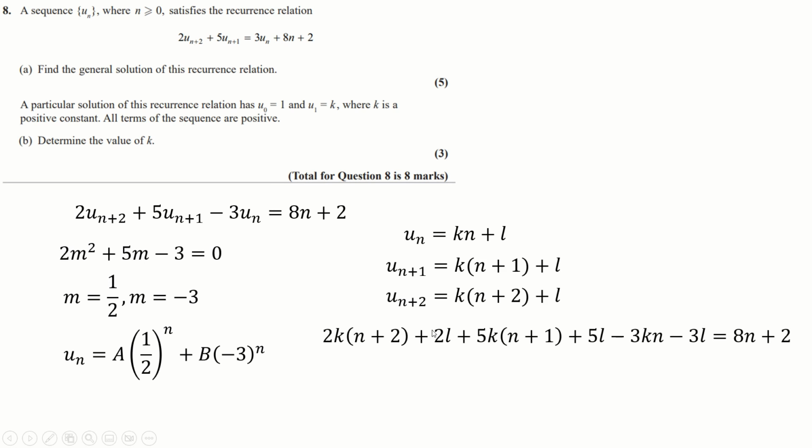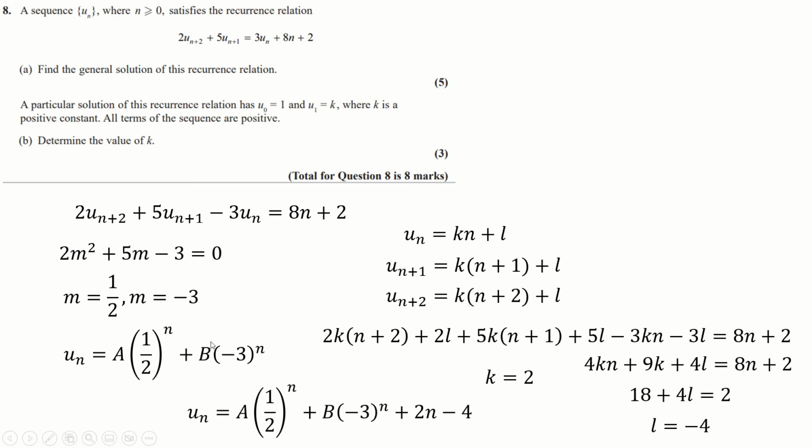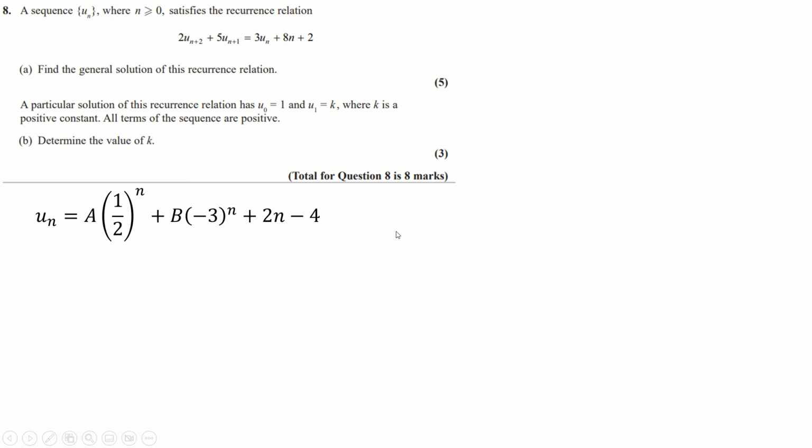And now, like we did earlier in the paper, just compare coefficients. You might want to expand out and collect everything first, like I've done here. But now, the only n's over here are 4k of them, and there are 8 over here. So 4k equals 8, which means k equals 2. And then once you've got k as 2, these constants over here must all equal 2. So you get 18 plus 4l equals 2, which means l is minus 4. And put those results into there, combine it with the original result you found over here, and you end up with this equation there, and that'll be those 5 marks.